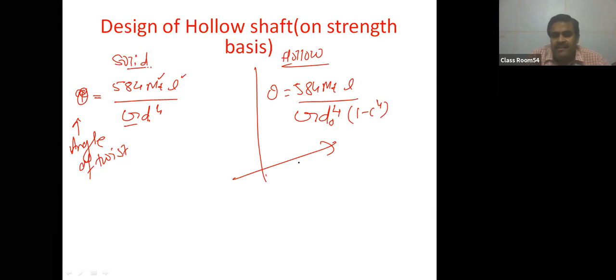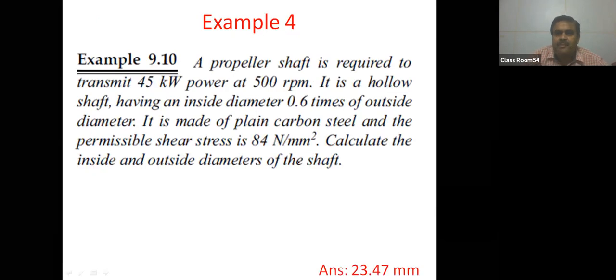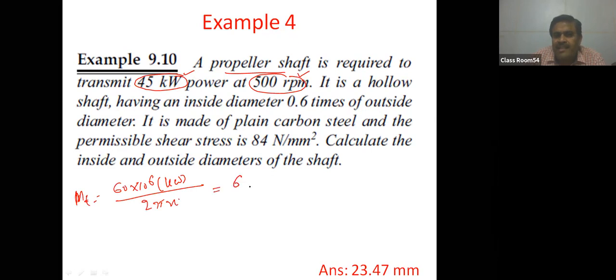Now I am coming to an example. We will solve one example for the hollow shaft design. A propeller shaft is required to transmit 45 kilowatt power at 500 rpm. When rpm and power are given, then you can find the torque MT equal to 60 into 10 to the power 6 into power divided by 2 pi N. Power is 45, divided by 2 pi N, and rpm is 500.